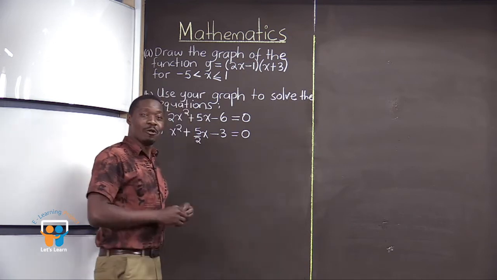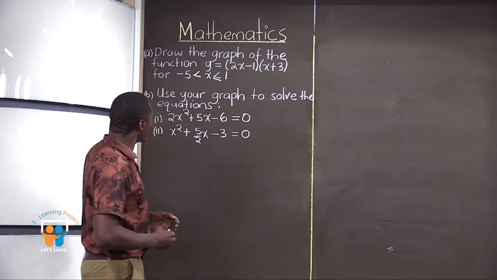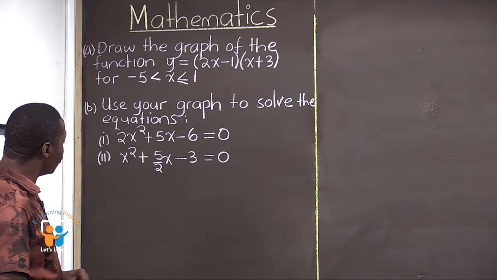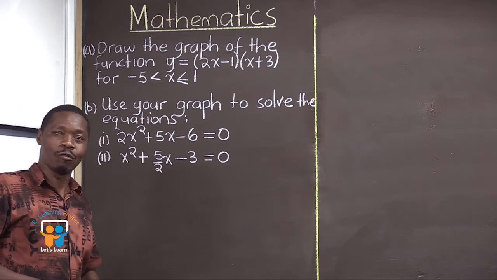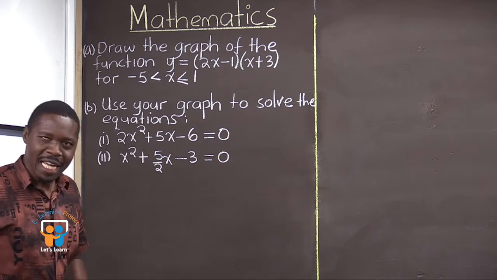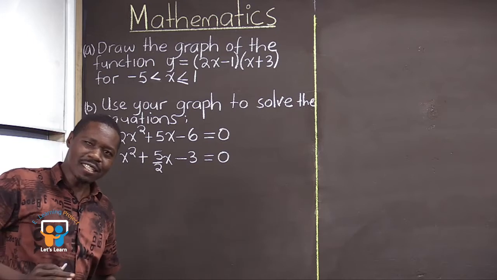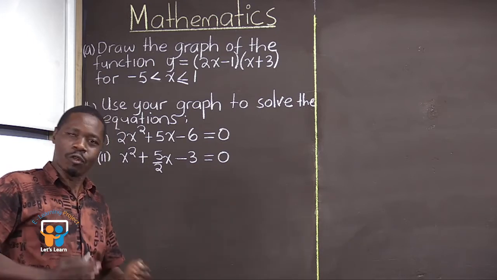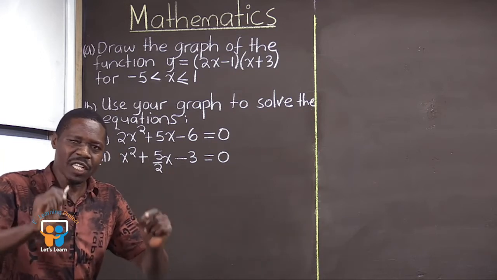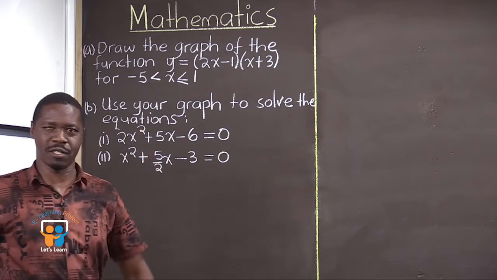Part B says, use your graph to solve the equations: 1, 2x² + 5x − 6 = 0, and part 2, x² + 5 = 2x − 3 = 0. Now the examiner wants us to draw our graph. He wants us to use the graph to solve those equations. But like I told you, there isn't any graph that you can draw without starting with a table of results.